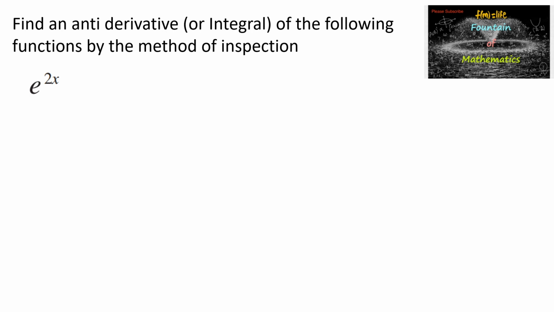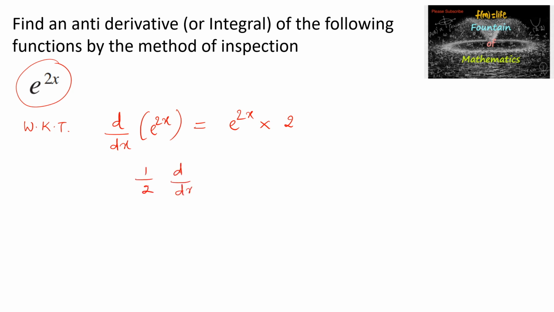Find an antiderivative or integral of the following function by the method of inspection: e to the power 2x. And we know that the differentiation of e to the power 2x is equal to e power 2x into the differentiation of 2x, which is 2. Or we can write 1 by 2 d by dx of e power 2x is equal to e power 2x, or this can also be written d by dx of 1 by 2 times e power 2x is equal to e power 2x.